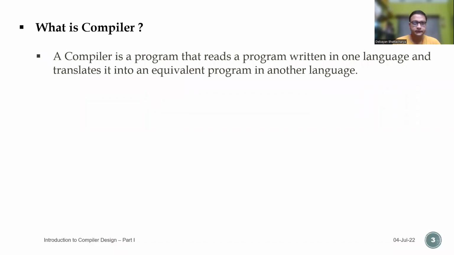So what is a compiler? A compiler is a program. That means it is the software part. So compiler belongs to the software part, not the hardware part. A compiler is a program that reads a program written in one language and translates it into an equivalent program in another language.